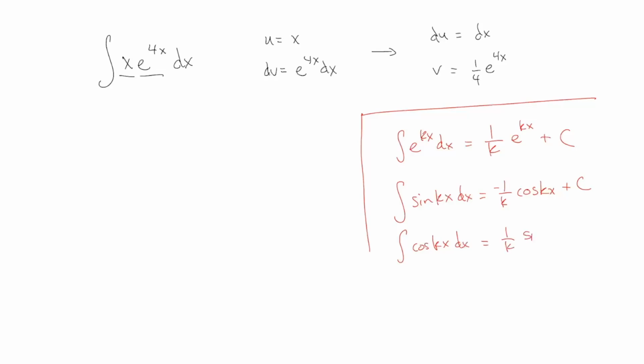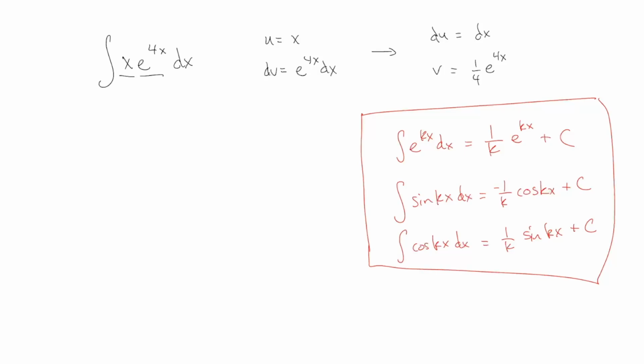1 over k sine kx plus c, like that. These will come in handy every so often. So the first one there is what I just used to find the dv, right? E to the 4x, the integral of that is 1 over 4 e to the 4x. All right, anyway, let's finish the integration by parts.